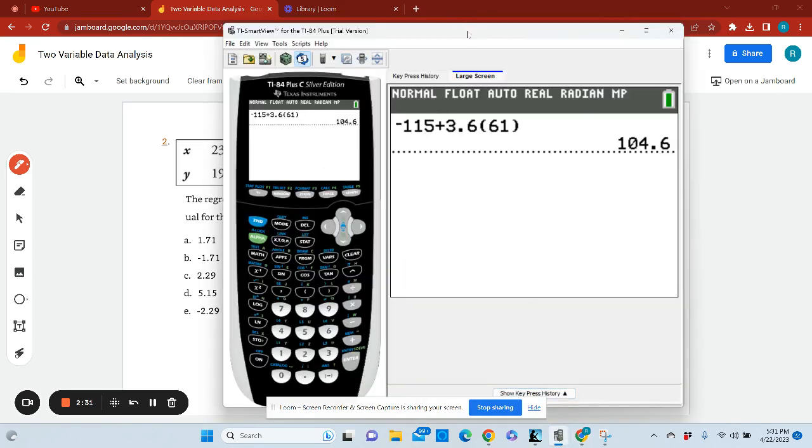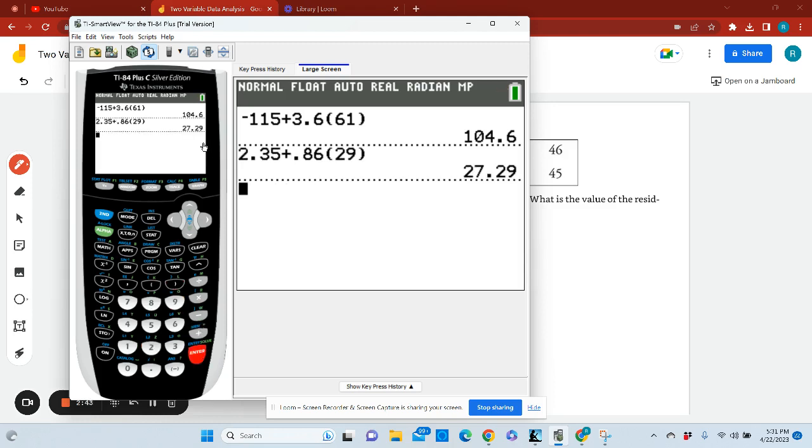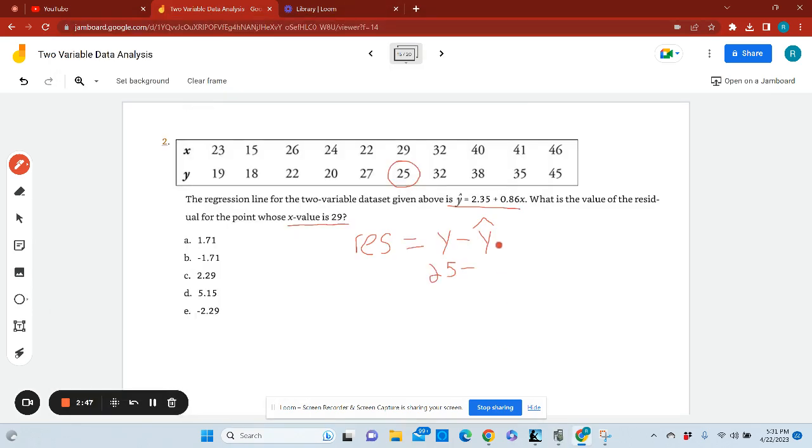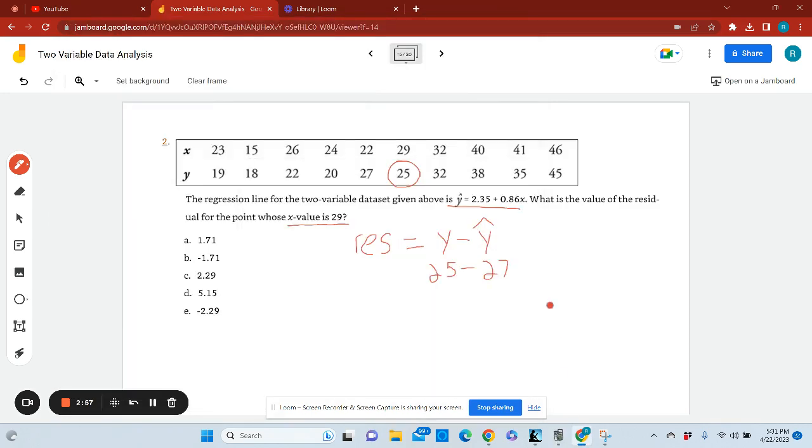So I'll do that, right? What do we got here? 2.35 plus 0.86, and the x value they want us to predict on is 29. So if you look here, I get 27.29. So my regression equation predicted that somebody with an x value of 29 would have a y value of 27.29.